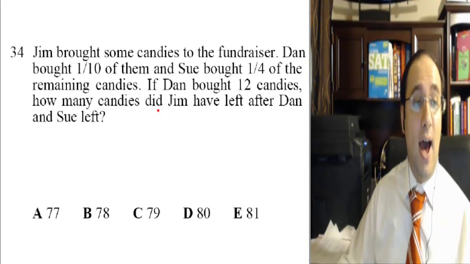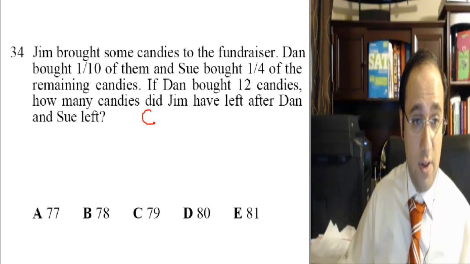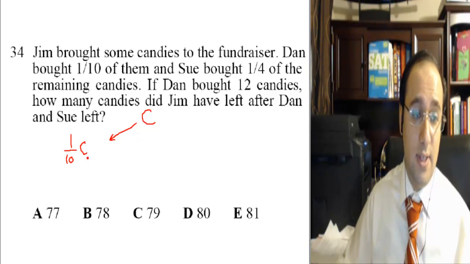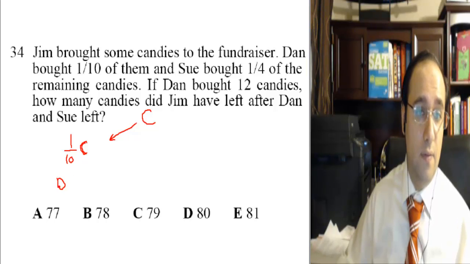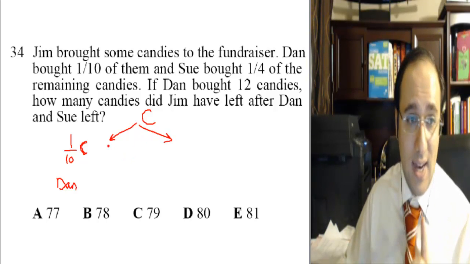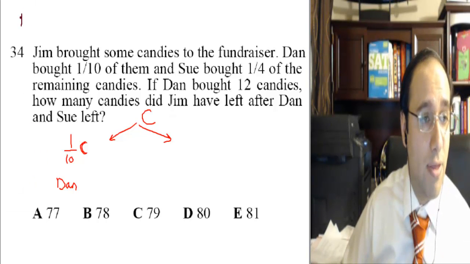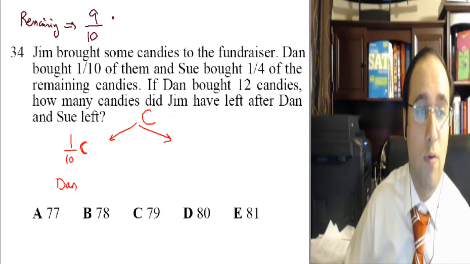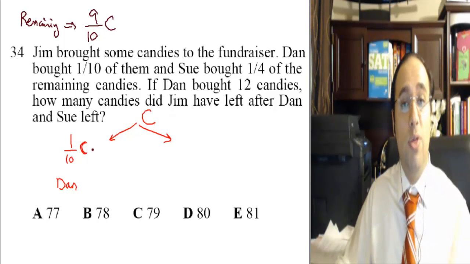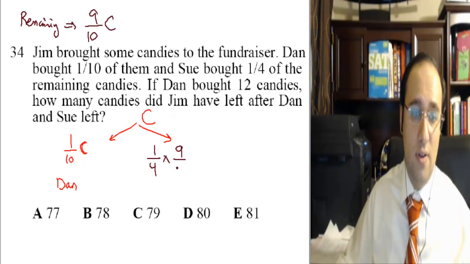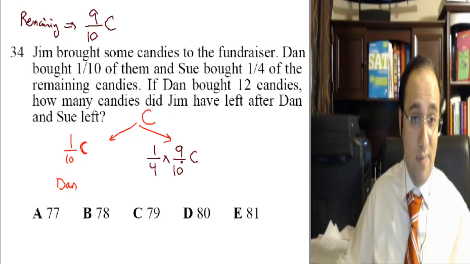Okay, take a look. How many candies do we have? We don't know. But those candies, let's just call them C, were divided as follows. 1/10 of C, so 1/10 times C, were bought by Dan. Okay? Sue bought 1/4 of the remaining candies. So after Dan bought 1/10, what are the remaining candies? 9/10. Because Dan bought 1/10. So the remaining is 9/10. Sue bought 1/4 of the remaining candies, which are 9/10 of C. Okay?